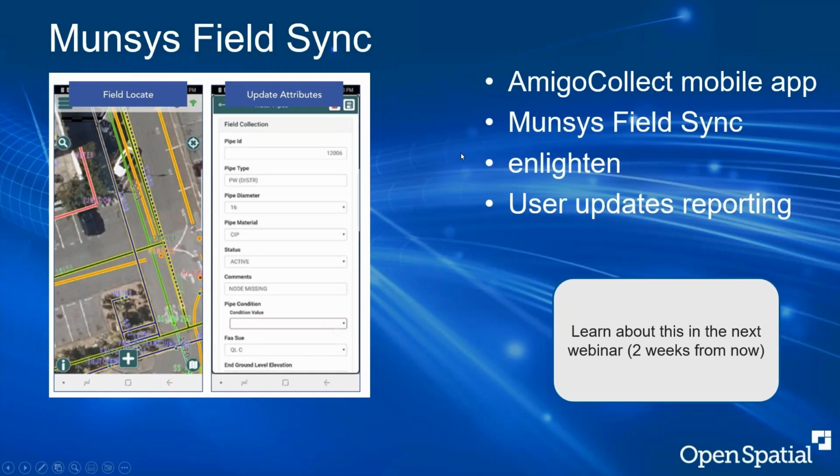One slide on this, I'll just mention it. We have an integration with a product called Amigo Collect. It's from a company called Amigo Cloud. It's a very slick and powerful mobile GIS app for being in the field on phones and tablets. And it has really nice forms.